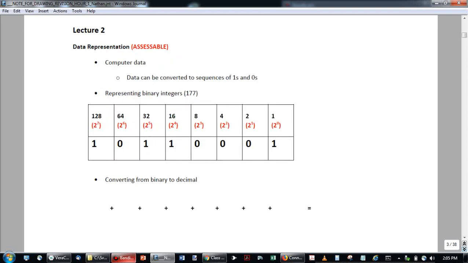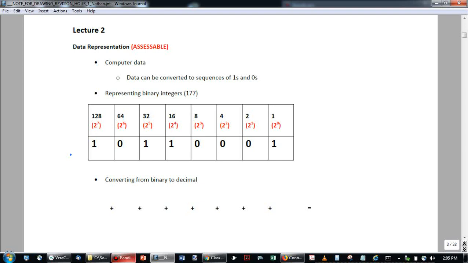Lecture 2 is where we start doing some more process-based stuff, and we covered the idea of data representation. This topic cuts through pretty much everything that we do in the rest of the course. You'll see binary numbers and number representations come up all through the course after this point. We looked at computer data, and the key idea was that data can be converted to sequences of ones and zeros. So if we want to represent a binary integer, and we have a number like 177, apparently this value here, 10110001, is 177. How would you verify that that's the case?